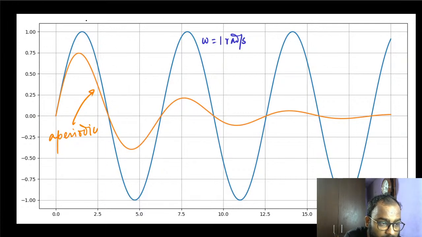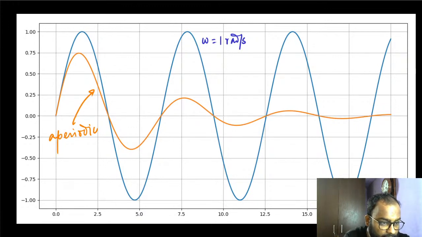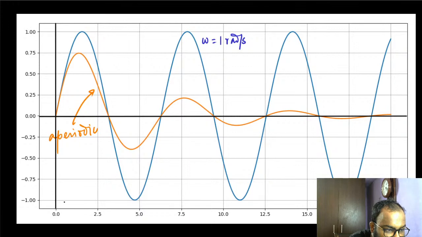So let me just draw the axis, thicken the axis. So this is the time axis. Maybe it got a bit thicker. Yeah. That is the time axis. Okay, that is the time axis, and not a problem then. And this is, of course, the magnitude axis. Once again, okay, and these are the points. These are the points at which they cross the zero.